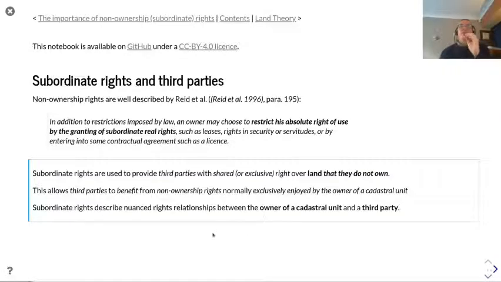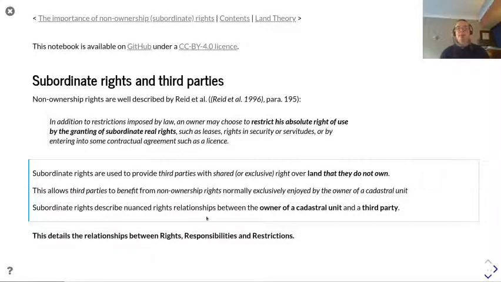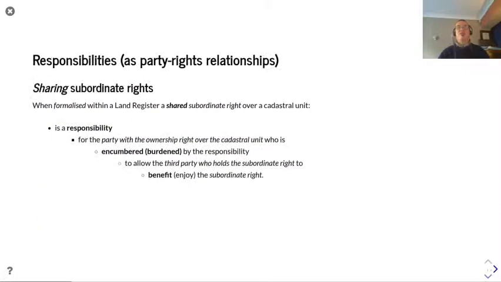So subordinate rights are used to provide third parties with shared or exclusive rights over land that they do not own. This allows third parties to benefit from non-ownership rights normally exclusively enjoyed by the owner of the cadastral unit. Subordinate rights describe the nuanced rights relationship between the owner of the cadastral unit and this third party. This details the relationships between rights, responsibilities, and restrictions.